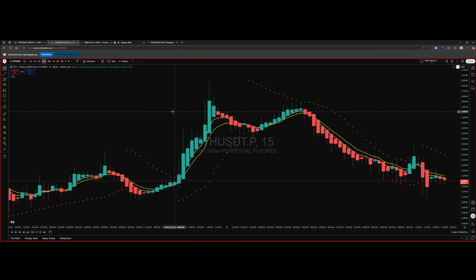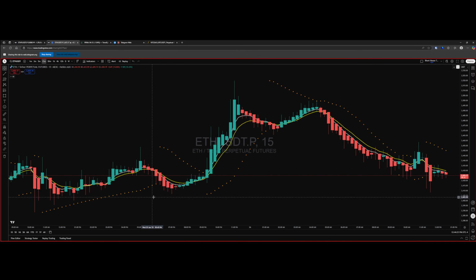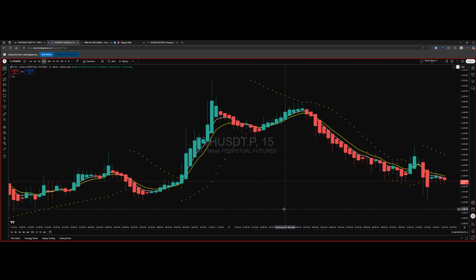I would say that the T line and the 5 EMA are probably more well tested than using something as an alternative. 13 and 10 is also quite common, but 5 and 8, that's what I prefer. That's what I teach people to use, and we have pretty good success with it.